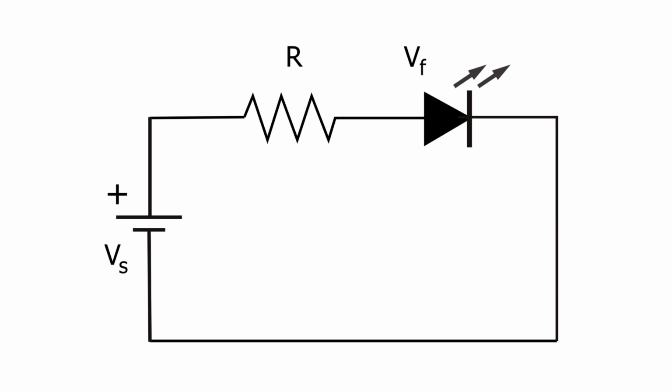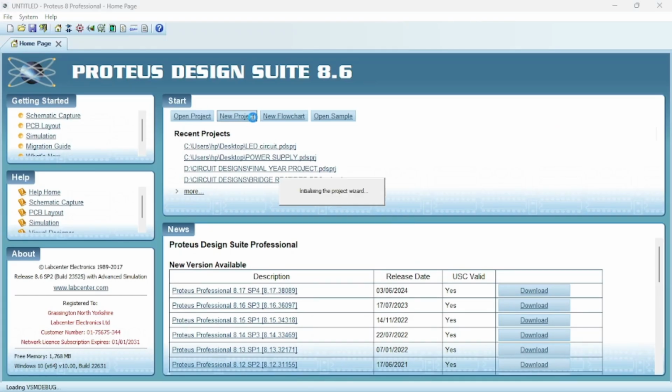Let's design a simple LED circuit. In this circuit, we will need a power source, a resistor, and an LED. Open Proteus, create a new project, and save it.